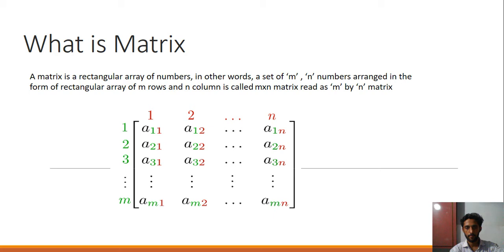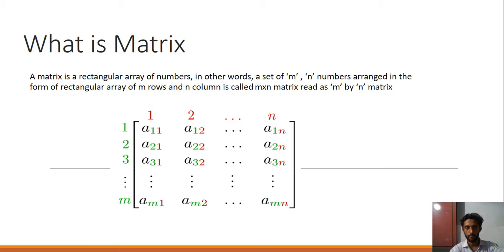What is matrix? A matrix is a rectangular array of numbers. In other words, a set of m and n numbers arranged in the form of rectangular arrays of m rows and n columns is called m into n matrix. Read as m by n matrix. It is the rectangular array of numbers in which m are the rows and n values are the columns.